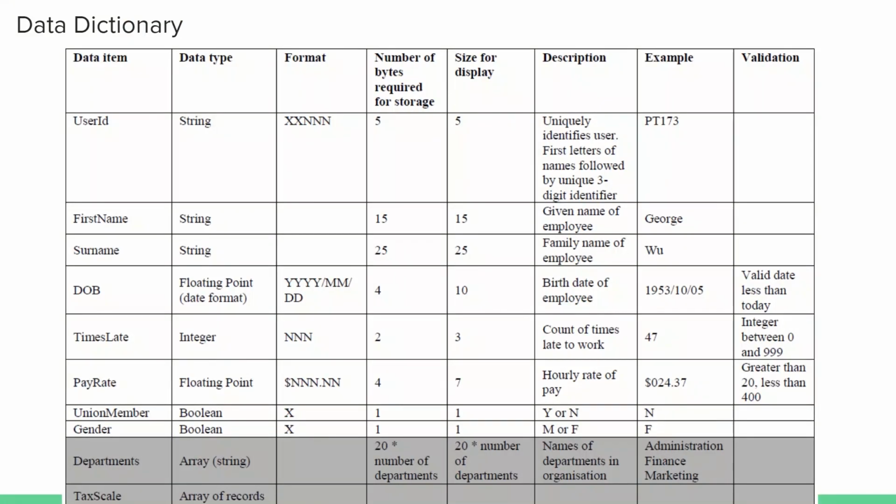Data dictionaries, you should be able to understand that you have a name, you have the data type, you have the format you want it in, the number of bits or bytes, how it's going to be displayed, an example or description, okay? Any validation, so if you want it to be always true or false or in date format or something like that.